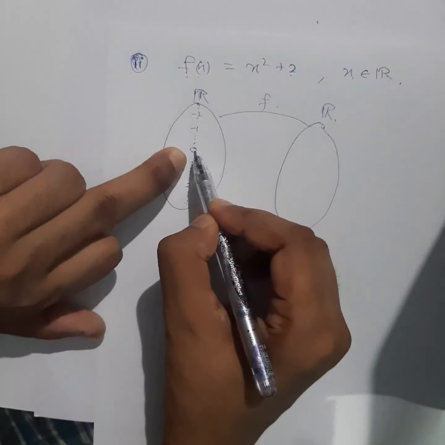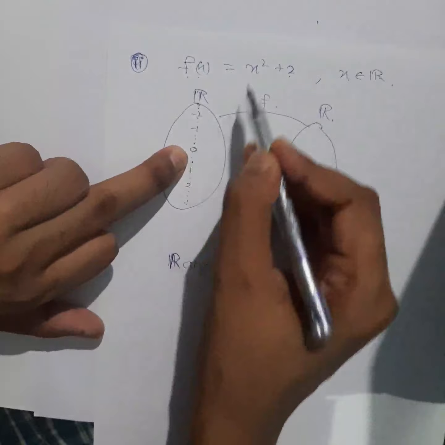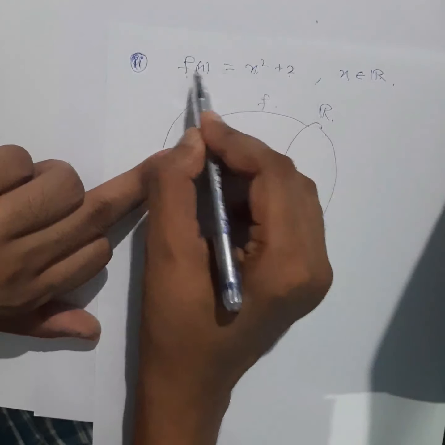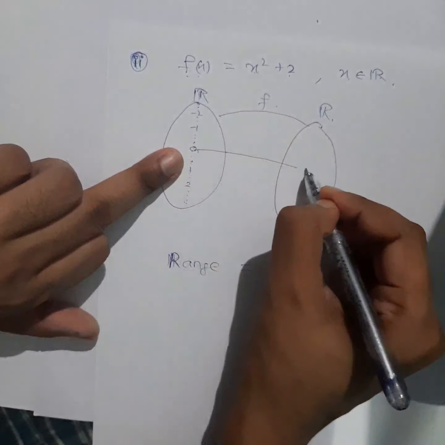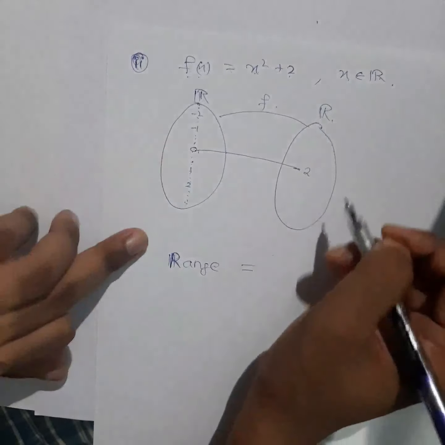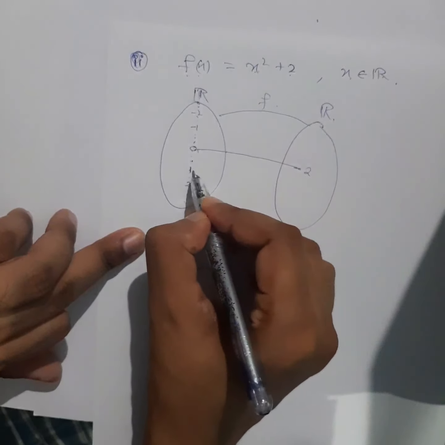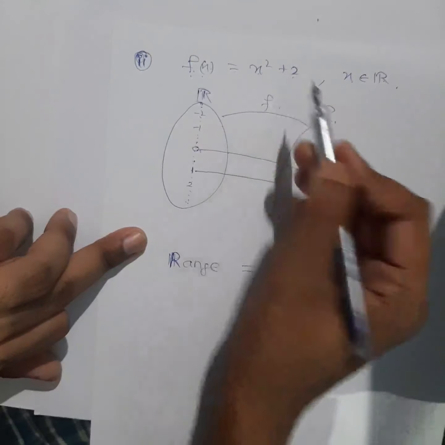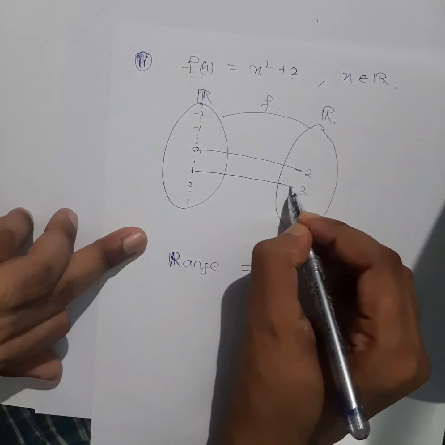So first let's find out 0, what will be the image. If I take x as 0, what is the image of 0? If I take 0 here, what will you get? y is 2, right? So the image of 0 will be 2. Let's find out the image of 1. When I take 1, what will be the image of f(x)? That will be the image of 1. So when I take 1 here, 1 square is 1, 1 plus 2 is 3. So the image of 1 will be 3.